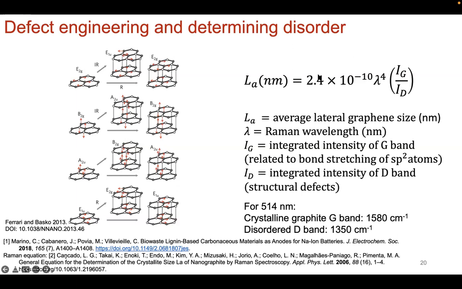And you multiply by this prefactor that's been worked out. So this is an empirical equation, right? That's been generalized for all wavelengths. So your spectrometer has different wavelengths that you can choose from in the visible region. And you can plug this in and you get a relationship. Now for 514, these are the bands that happen to show up at 1580 wave numbers. And then for the disordered D band, that's 1350. Now that's a first pass.